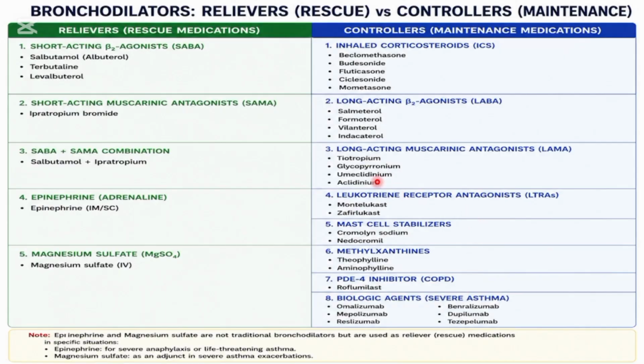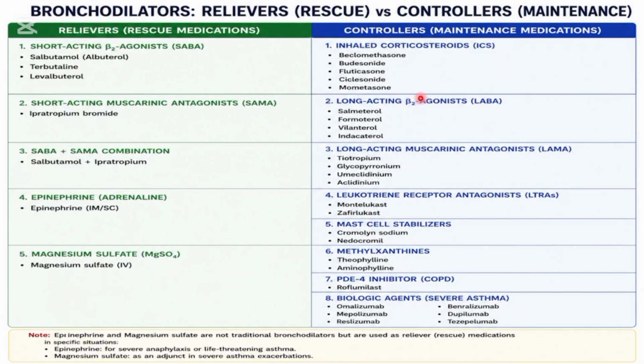Then, apart from that, you also need to know the types of drugs used as bronchodilators. You have to know those drugs that are used as relievers and those that are used as controllers. For relievers, these are very good rescue medications. They are always used when there's an exacerbation of bronchoconstriction. Drugs used here are the short-acting ones, like salbutamol. You've got the short-acting muscarinic agents like ipratropium bromide. You've got epinephrine and magnesium sulfate, which are always used in severe cases. You can see, for example, when there's severe anaphylaxis, we tend to use epinephrine. Or when there's a severe asthma exacerbation, we may use magnesium sulfate.